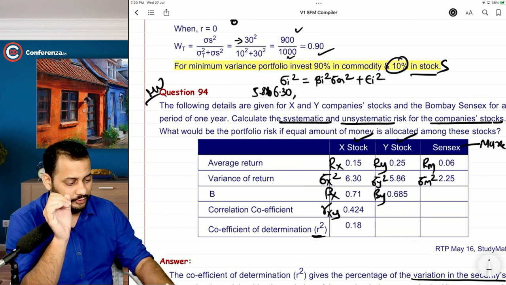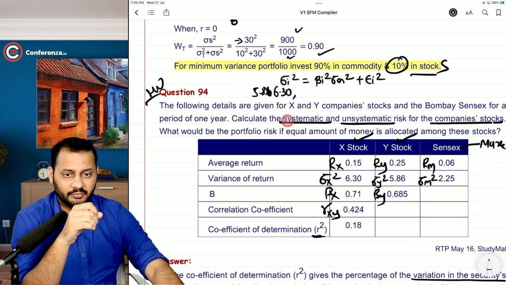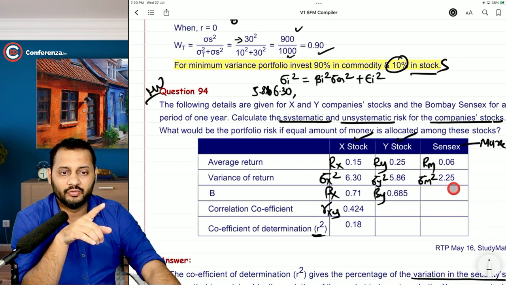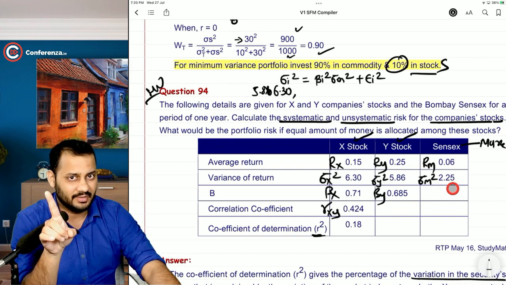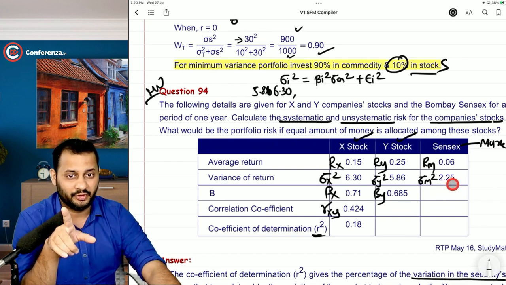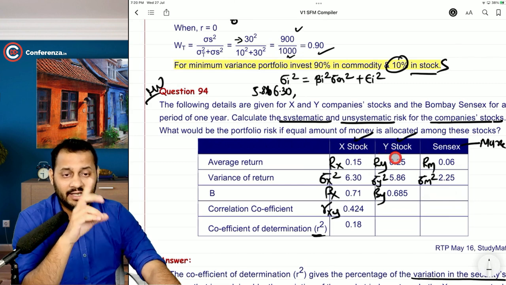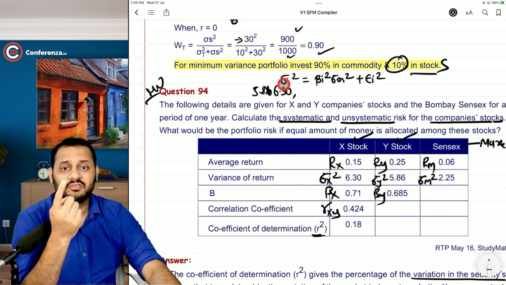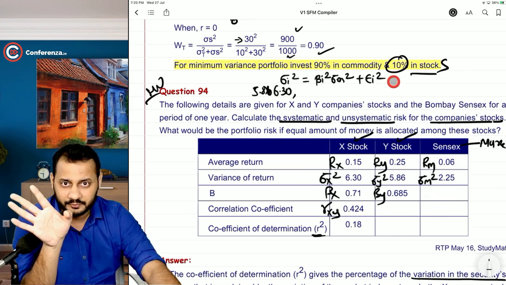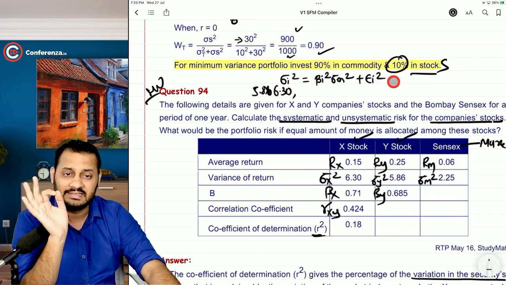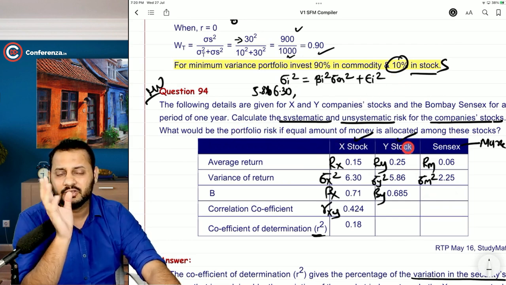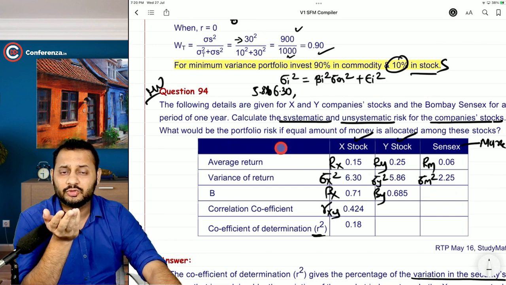You just have to do beta 0.71 square into 2.25. You will get the systematic risk of X. 0.685 square into 2.25. You will get the systematic risk of Y. Then deduct these two answers from the total risk. You will get the unsystematic risk. So the story is over. Easy, easy, easy. Then the portfolio risk if an equal amount of money is allocated, you can calculate this through both the methods.